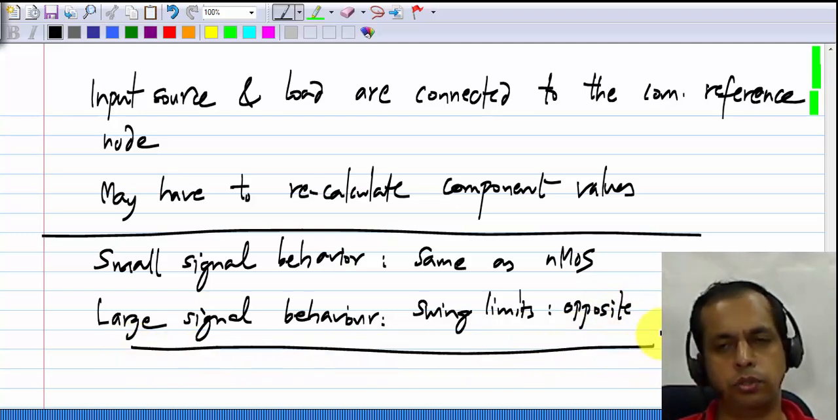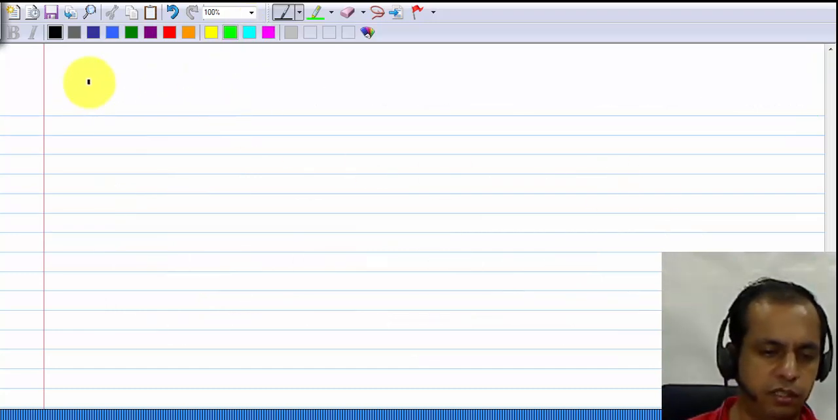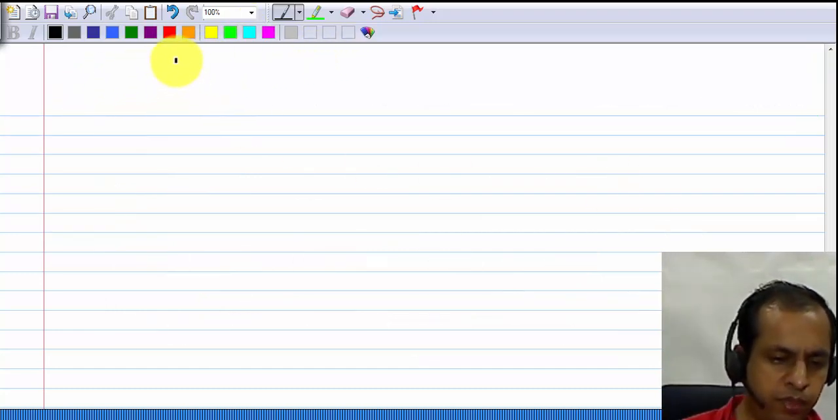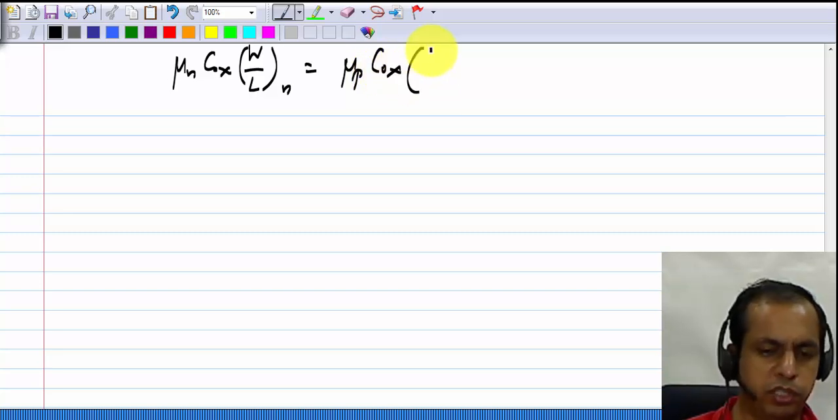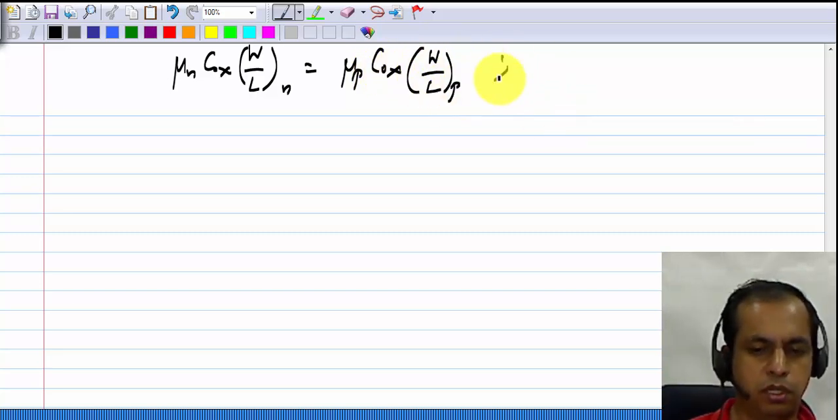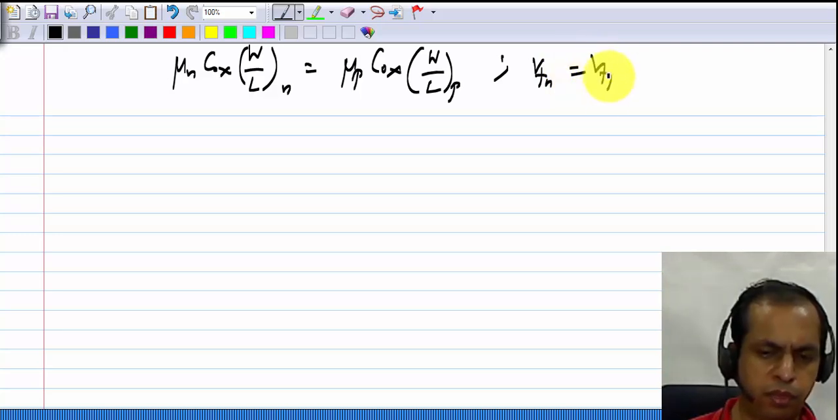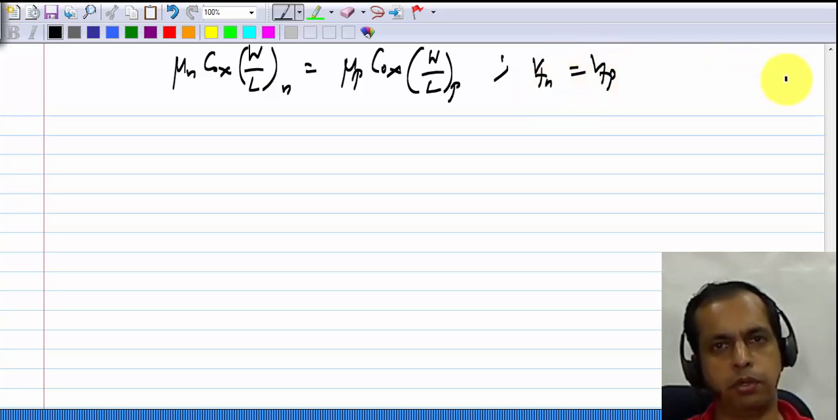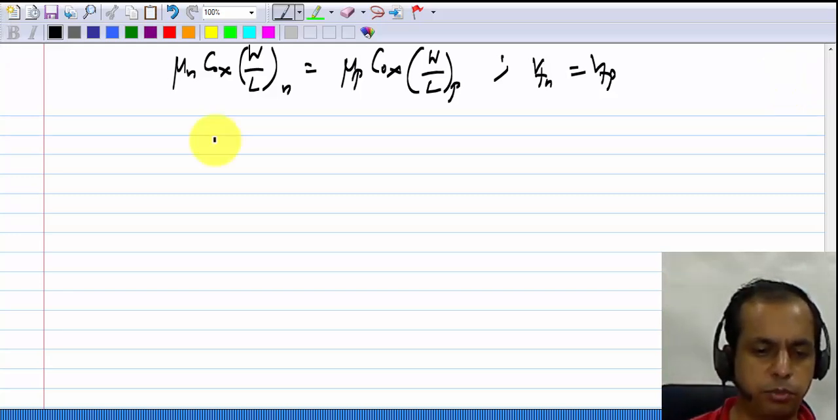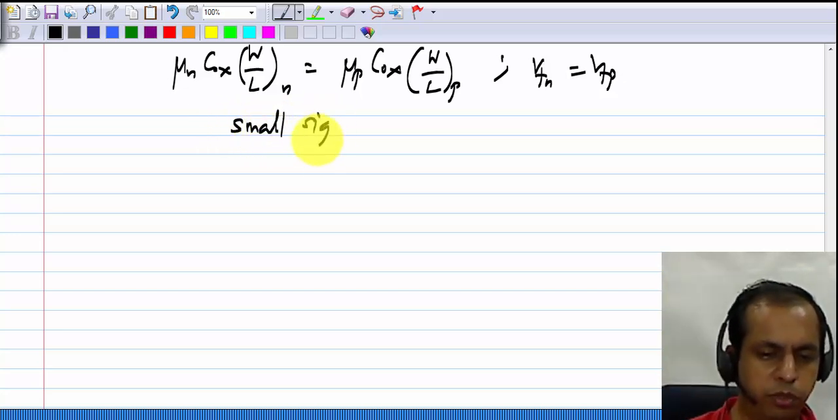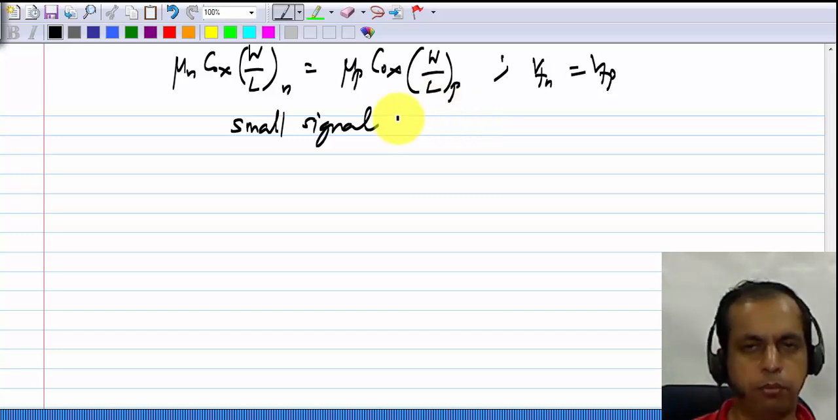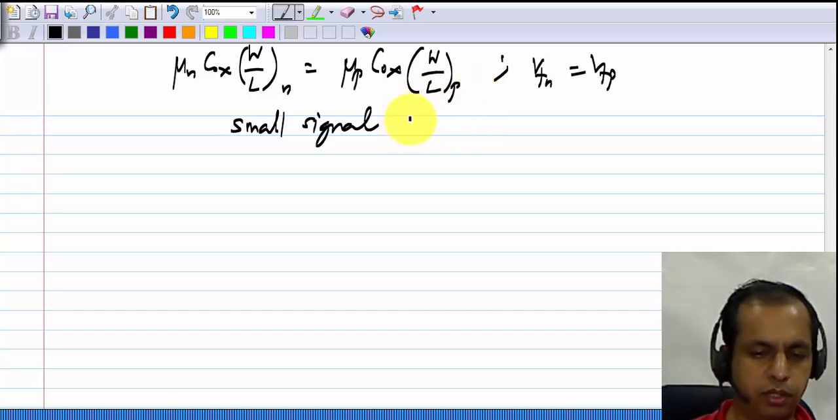And just to further illustrate that, let's say that you do have a case where the current factors are exactly the same for PMOS and NMOS. Okay. And the threshold voltages are also exactly the same. So when you take the NMOS circuit and convert it to PMOS, it will be working with exactly the same small signal gain. So small signal gain, input resistance, output resistance will be exactly the same, because you don't have to change any component values at all. Okay.